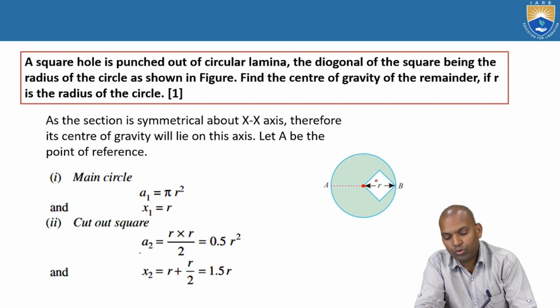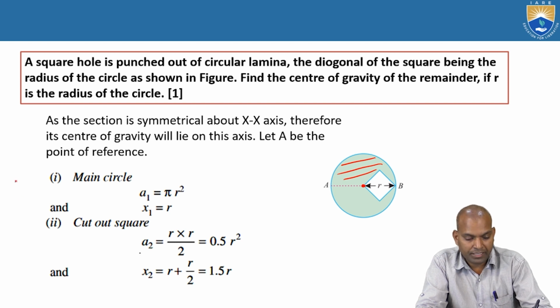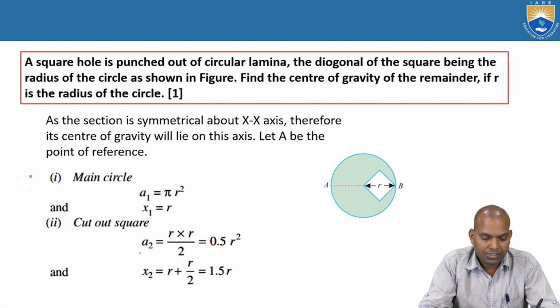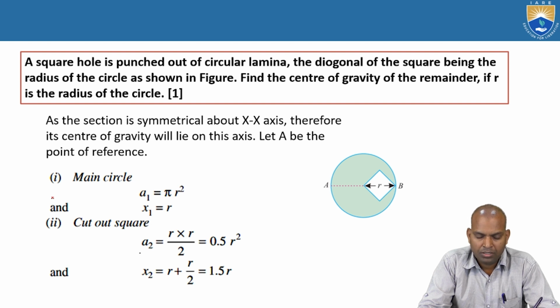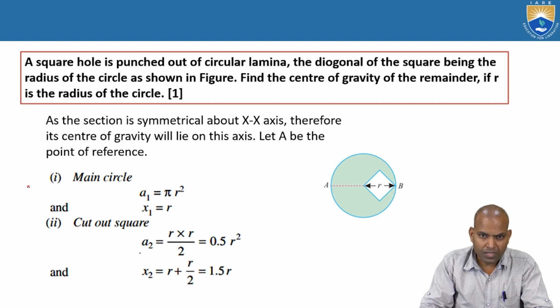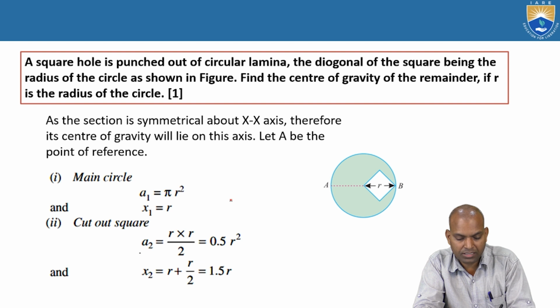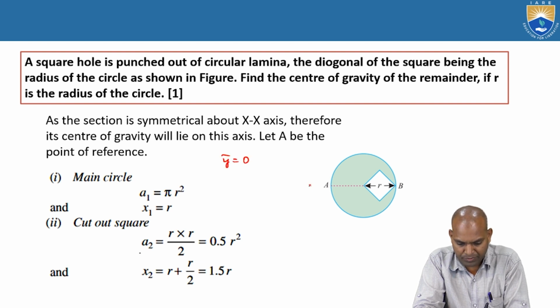So here it is the hollow one and it is the solid circular lamina. How to calculate? Let us consider the main circle as section 1 and the cutout square as section 2. Then section 1 minus section 2. Here it is symmetrical about the x-axis, that means the horizontal axis. That means bar y equals 0. Bar y equals 0 means it is symmetrical about the horizontal axis, so the centroid is on this axis.